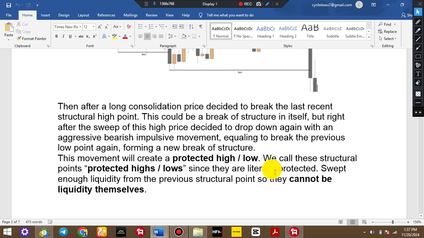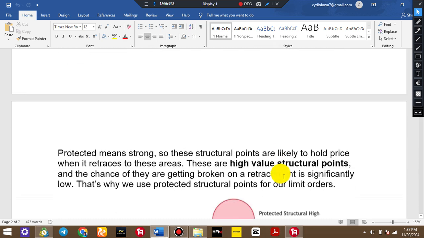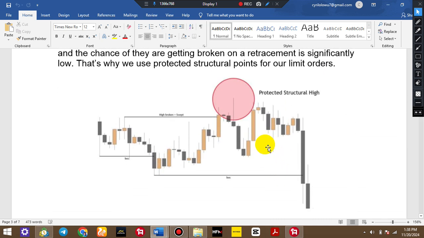The movement will create a protected high or low. We call this structural point a protected high or low since it is literally protected. It swept enough liquidity from the previous structural point, so it cannot be liquidity itself. So you can see that this move here is not the protected high. The protected high means that if you are taking any of your sell moves, your stop loss should be at that area.